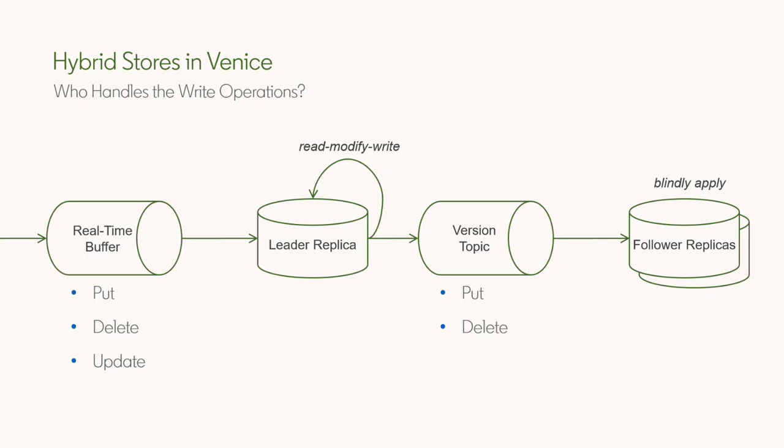So here we have kind of the single region view or single data center view of Venice. A write comes into the real-time buffer. It gets handled by the Venice server, the one which is acting in leader replica mode. And then that server writes to a second topic, which is the version topic. And then that version topic is consumed by a variety of things, including additional replicas, which are follower replicas.